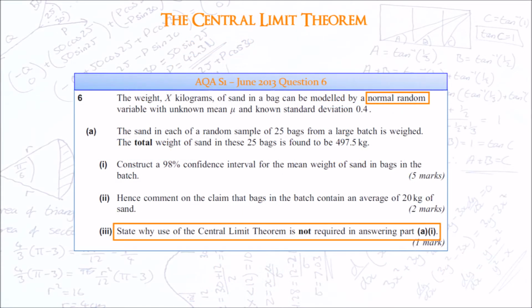So we have a look at this one here, and I'm interested in part 3, and it says state why use of the central limit theorem is not required in answering part AI. Now, the reason why we didn't need the central limit theorem for this question is, as we can see highlighted here, we're told in the question that it's a normal random variable, i.e. it's normally distributed. And because it's already normally distributed, we don't need to use the central limit theorem.